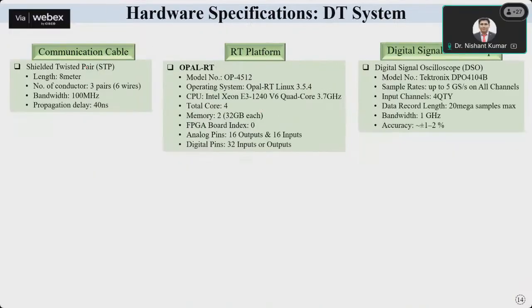On the OpenLT side, we have used a shielded twisted pair communication cable. The length is 8 meters. The number of conductors is 3 pairs, which is between the hardware and the DT model. And DT is running on my OpenLT. So we have an OpenLT, so we are going for that.